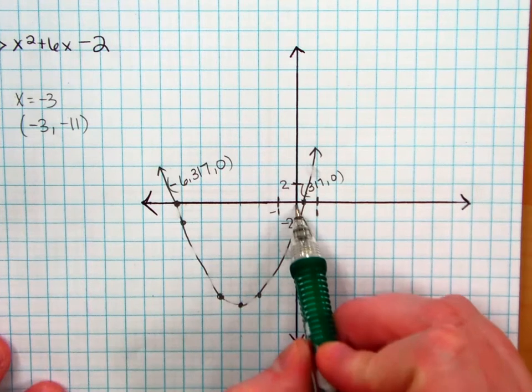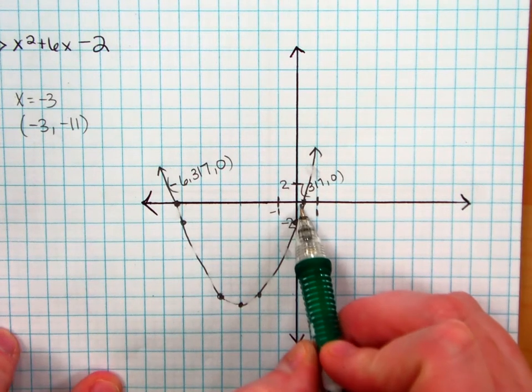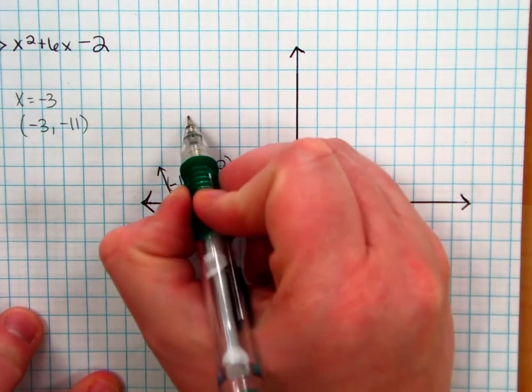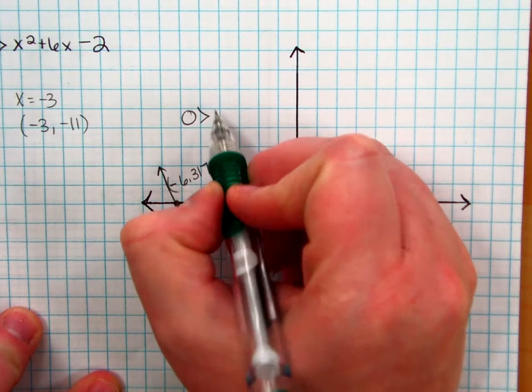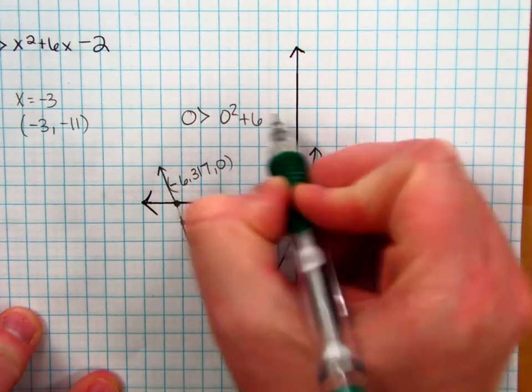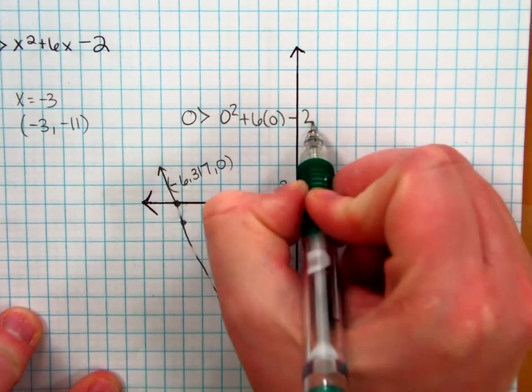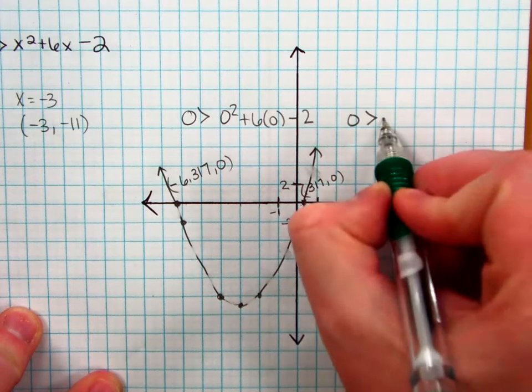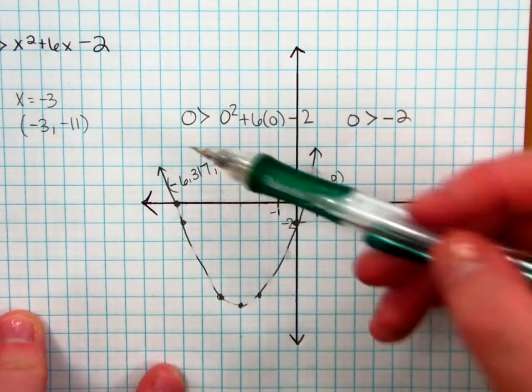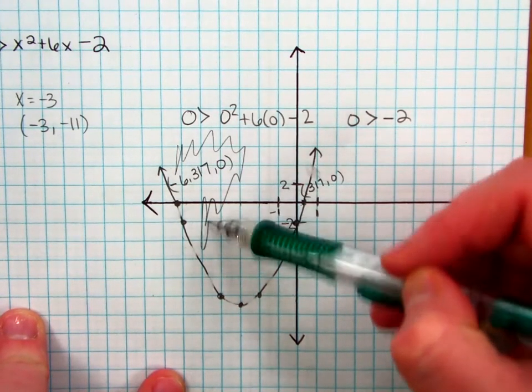Okay, and then I can plug 0, 0 in to check, because I don't cross it, which is awesome. So if I plug that into the test, I get 0 is greater than 0 squared plus 6 times 0 minus 2. So 0 is greater than negative 2, which is true. So I would shade everything in here.